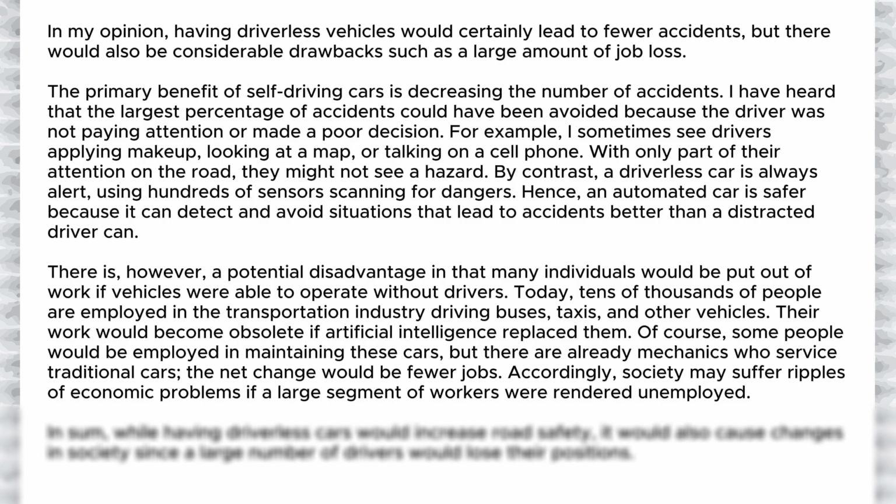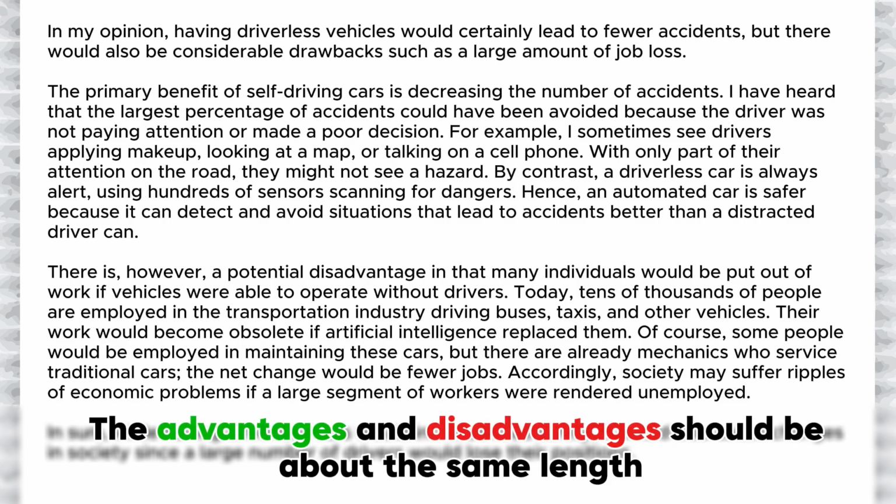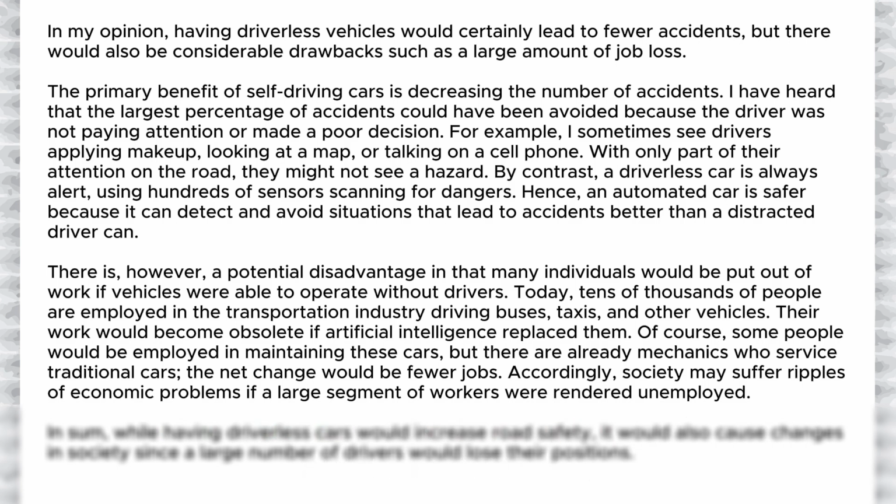The next sentence shows how these people fit my argument. Their work would become obsolete if artificial intelligence replaced them. That's actually enough information for the argument to be clear. However, this paragraph is too short. The advantages and disadvantages should be about the same length. Therefore, I think of a counterargument.